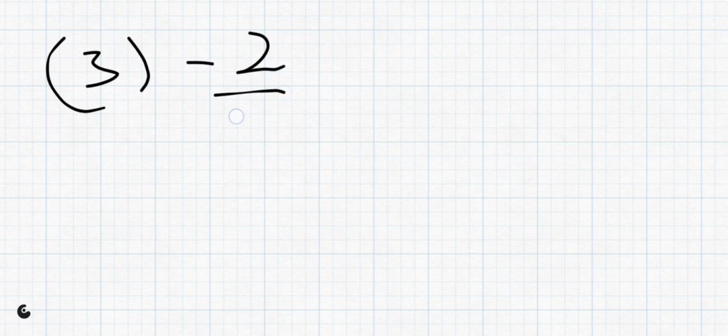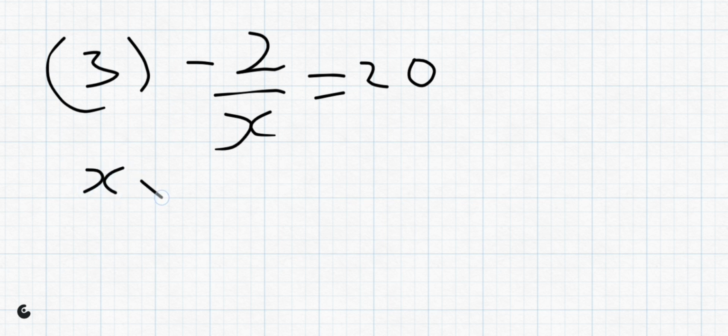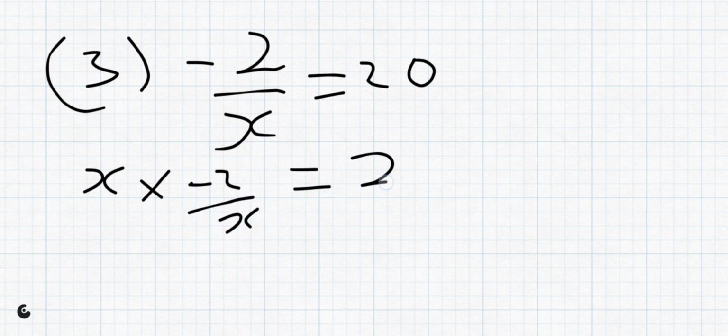Let's talk about the third example. We have minus 2 divided by x is equal to 20. So what we are going to do is the same thing. To undo the fraction, we multiply both sides by x. So we have x times minus 2 divided by x is equal to 20 times x.